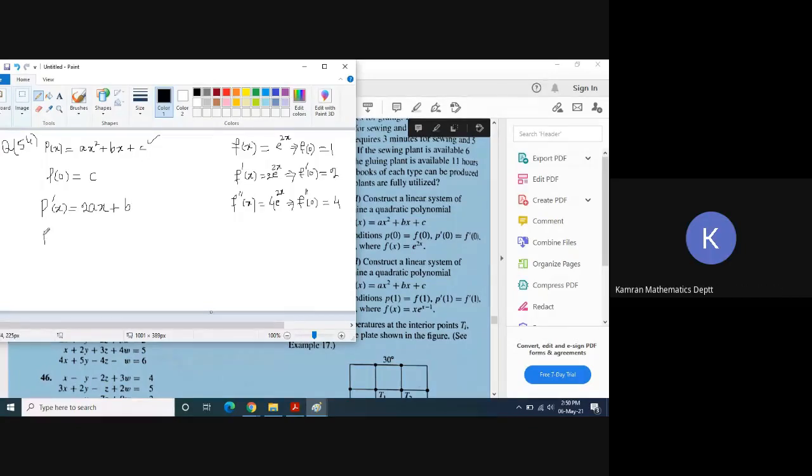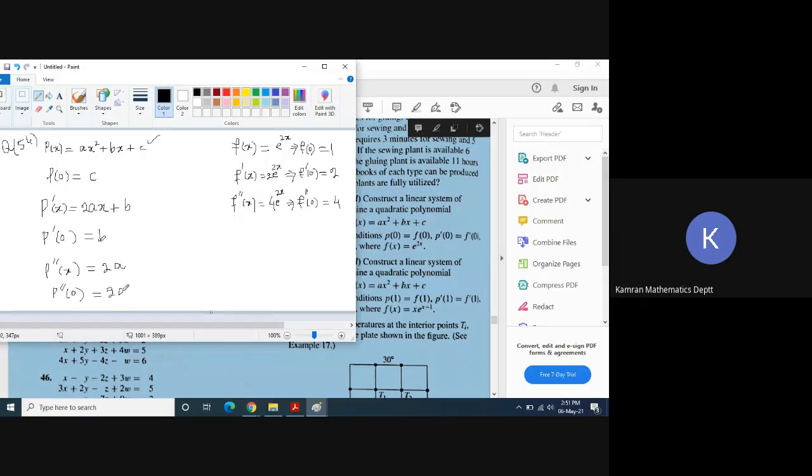So find P prime of 0. P prime of 0 is b. And now find P double prime of x, which is 2a. And P double prime of 0 will be 2a.